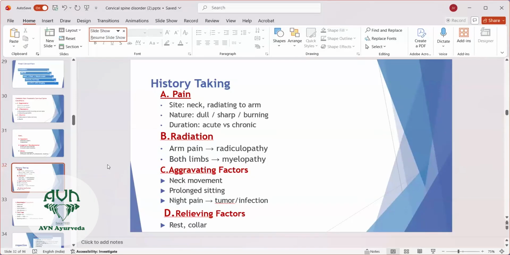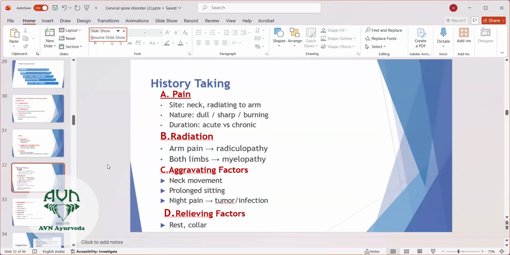History taking is very, very important in any case. For a practitioner, first you have to hear what the patient is saying. You have to open your ears and hear what the patient is saying. If you spend a little more time hearing the history, the patient itself will give a diagnosis. That is the importance of the history.